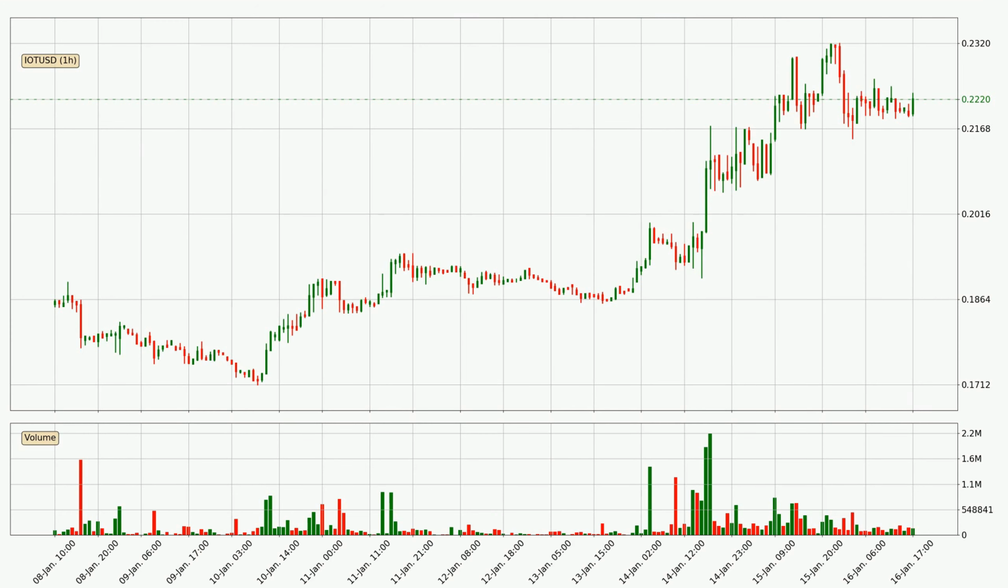Looking at the hourly time frame for IOTA, the price went up around 4.0%, but then came quickly down again in the last 24 hours, with a current price of 22.2 cents.